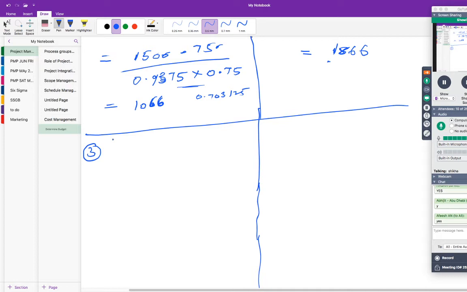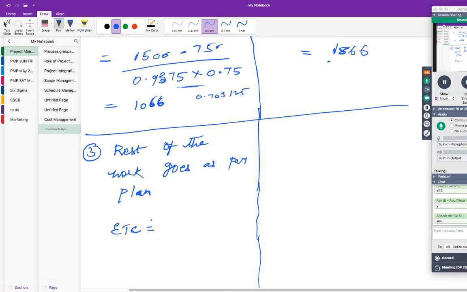So if you think that for the rest of your work you will not have a cost variance, you will not have a schedule variance, in other words, the rest of the work goes as per plan. This is the third scenario. Now let me see, can you find the formula? It's very easy. In this case, what is the formula for ETC?